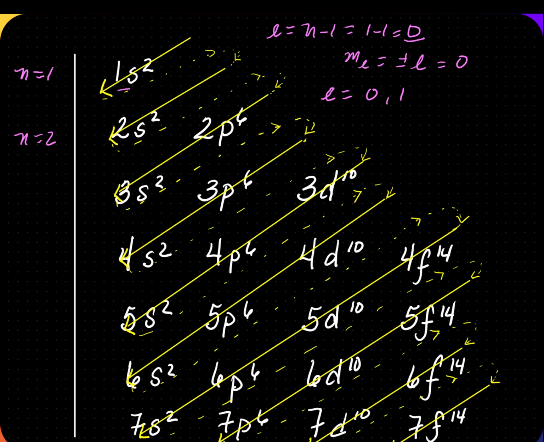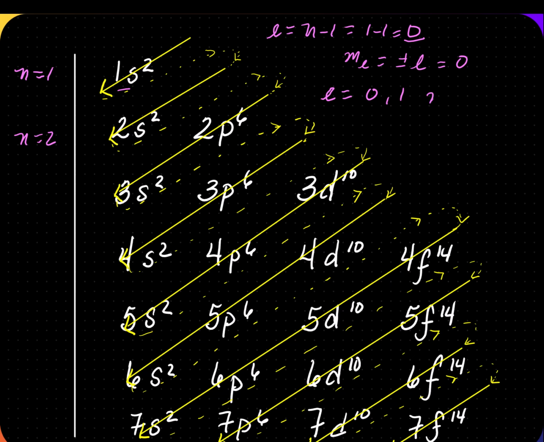When we are at energy level 2, L can be 0 or 1, because n minus 1 is 2 minus 1, and 2 minus 1 is a 1. In order to have a 1, we must have a 0 first. We stated 0 is an S. 1 is labeled as a P.